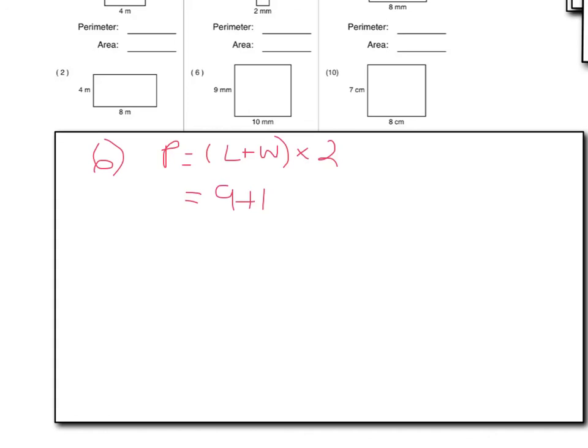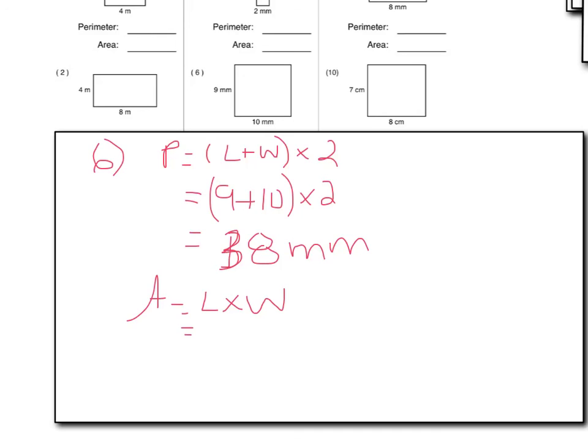9 plus 10 would be then in the brackets. 9 plus 10 is 19, times 2 is 38. And it's millimeters this time. For area, length times width, no other way to find area of a rectangle. 9 times 10, annexing 0, 9 times 1 is 9, add the 0 back on, 90 millimeters squared.